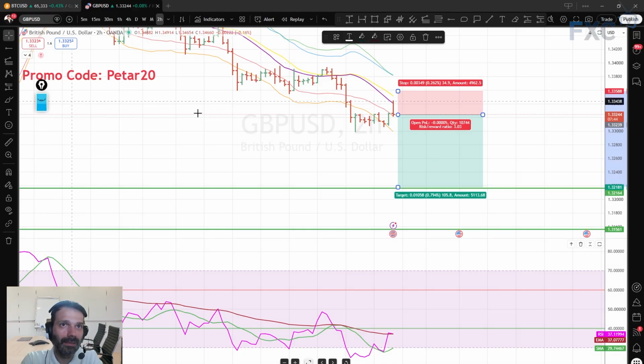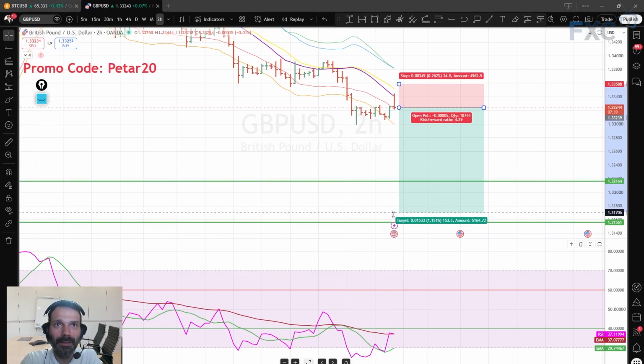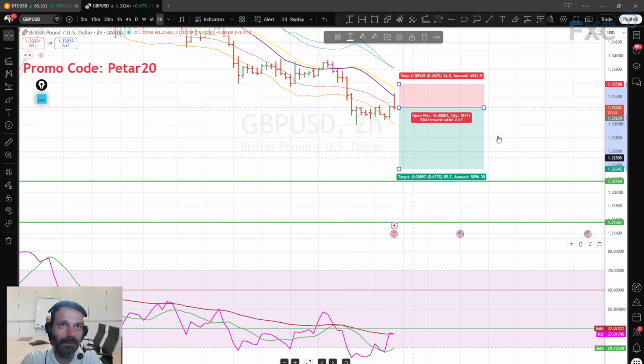A secondary downside objective can be around the 1.3160 mark, and this will be about 5 times bigger reward versus initial risk. So there will be 2 downside objectives.